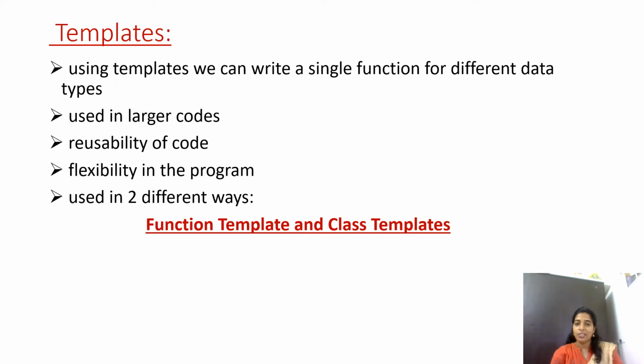If you are not using templates, say you want to find the absolute value, or the largest number, or the sum of n numbers, and you write the function for integers, then the function calculates only for integers. If you are going for float, again we have to write another function. If you want to add some double numbers, we have to write another function. So for different data types, we have to write different functions.